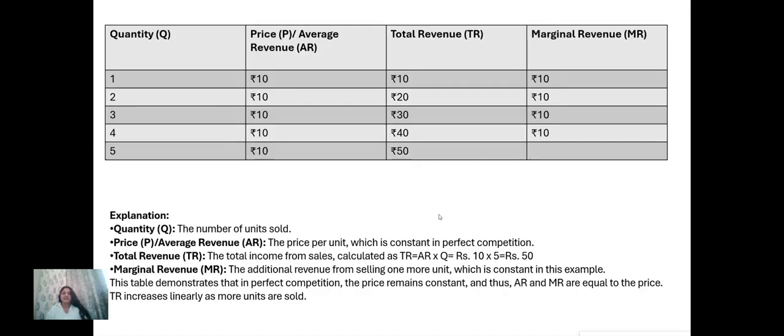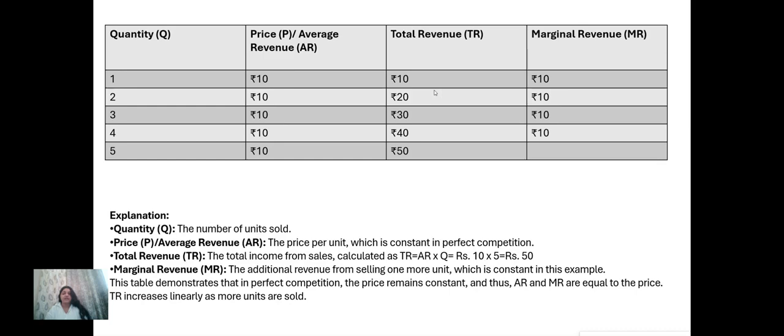Next, you can see here a table with quantity, price, average revenue, total revenue, and marginal revenue. Here you can see that average revenue is the same, rupees 10, and total revenue goes rupees 10, rupees 20, with a difference of 10 each time. So it explains that average revenue and marginal revenue are the same, but total revenue is not the same.